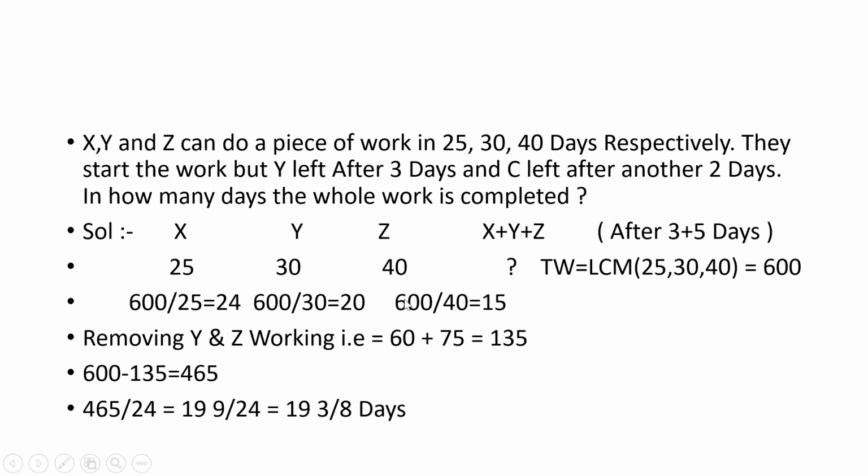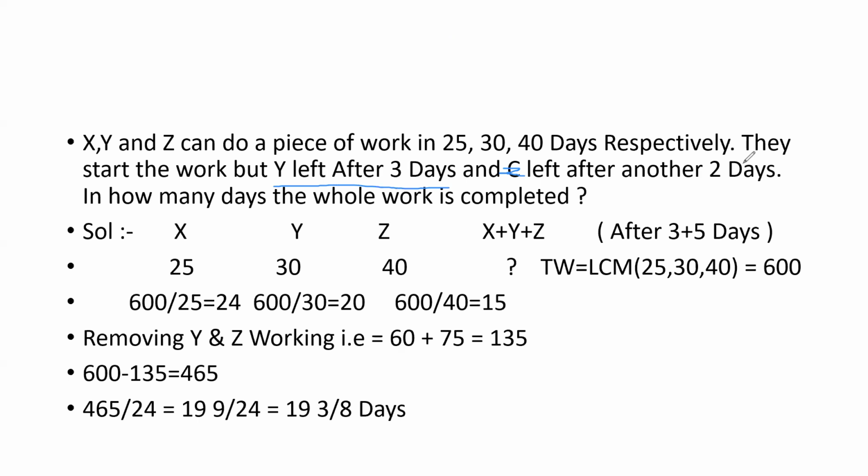Suppose X, Y, and Z can do a piece of work in 25, 30, and 40 days respectively, and they start the work. But Y leaves after 3 days, and here there is a typo: not C, here it is Z. So Z leaves after another 2 days. In how many days is the total work completed?